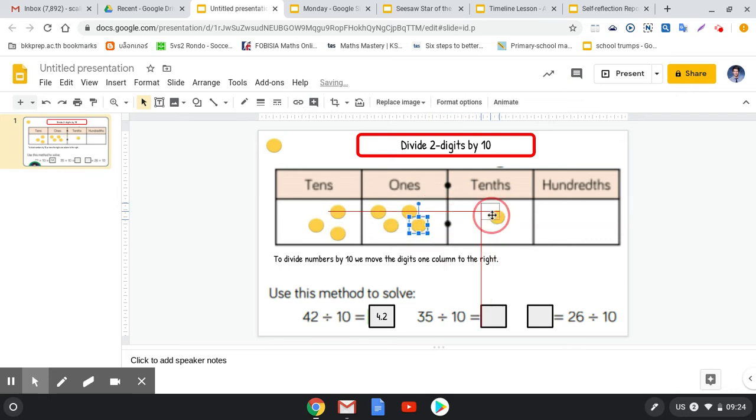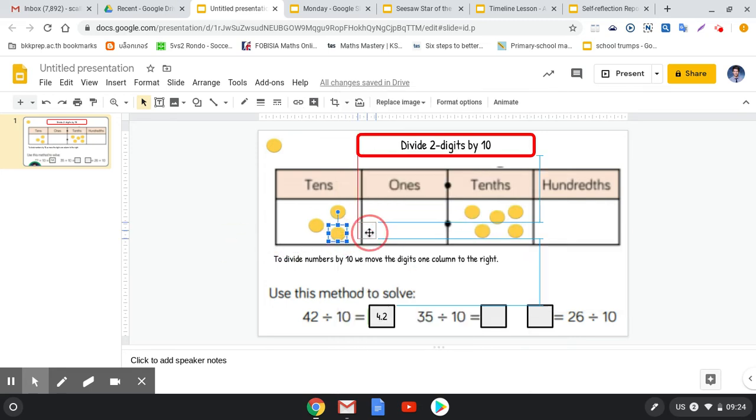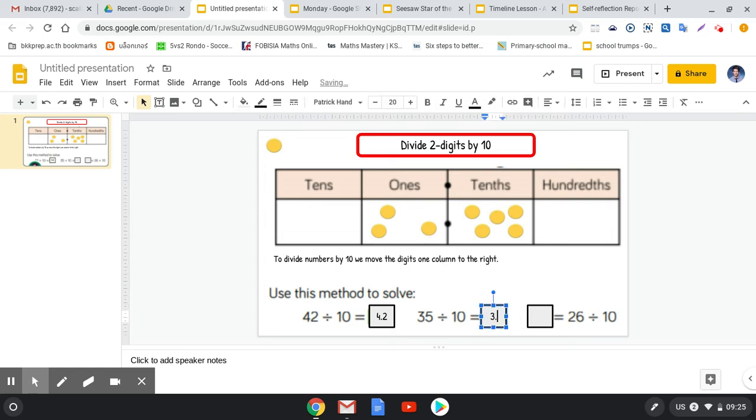That one, move this one again. I start with the ones first. Okay, so those are all the ones moved over. Now let's move the 10s over. Okay, so I've now successfully moved all the counters. So I can say 35 divided by 10 is 3 ones and 5 10s, or 3.5.